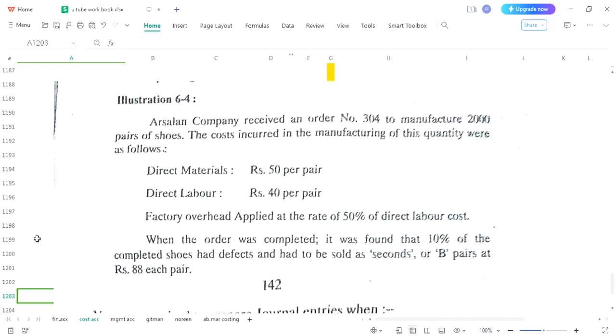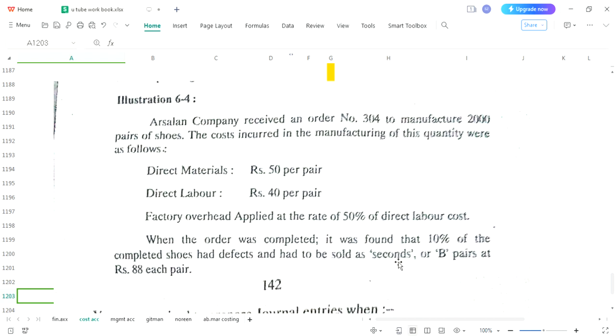We have a company that received an order, and the number of units you are manufacturing is 2000, with direct material per unit. This is your small m, small l, small f present over here. The order is completed. 10% of the completed units have defects and had to be sold at second. As we have understood, spoiled loss is a type of loss which cannot be recovered. Damage is so severe that even after the repairing process, it is not possible to make them A pair.